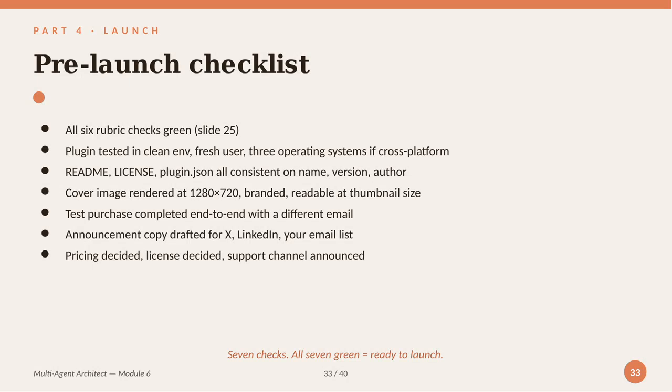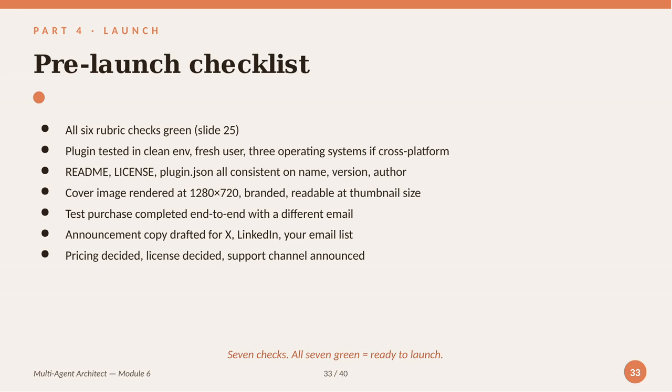Pre-launch checklist. 7 checks. All 7 green equals ready to launch. 1. All 6 rubric checks from slide 25 are green. 2. Plugin tested in clean environment, fresh user, 3 operating systems if your plugin is cross-platform. 3. README, license, and plugin.json are all consistent on name, version, and author. The mismatch is a credibility killer.